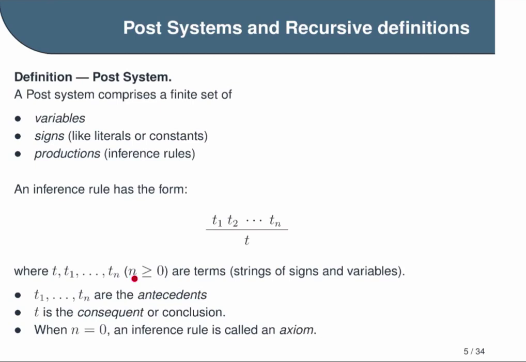But when n is equal to 0, then this list T1 through Tn is actually empty, and so in that case, this whole thing, that means there's nothing up there, right? And we just have instead just T, right? So this is a conclusion with no antecedent, and that is the meaning of axiom that you would be used to if you've seen that word.